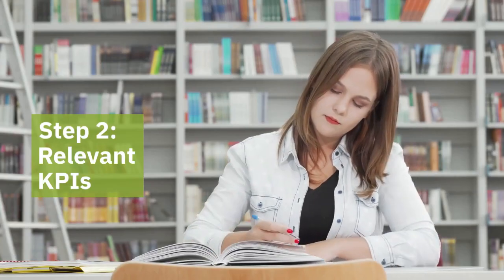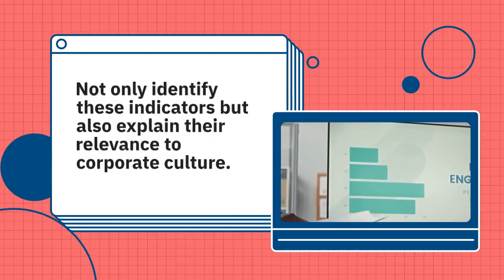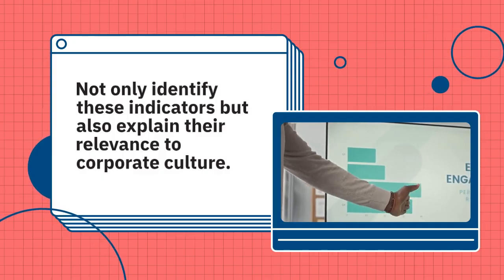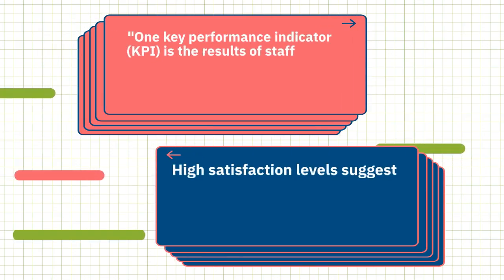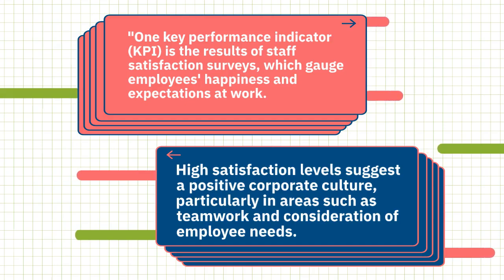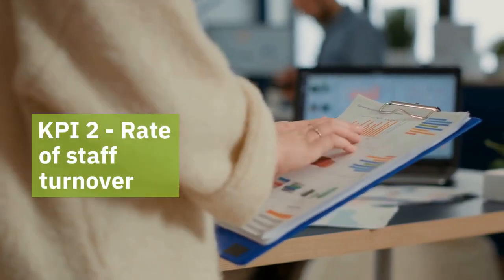Relevant KPIs. Move on to a new paragraph focusing on the 3 performance indicators relevant to corporate culture. Ensure that you not only identify these indicators, but also explain their relevance to corporate culture. For example, one key performance indicator, KPI, is the results of staff satisfaction surveys, which gauge employees' happiness and expectations at work. High satisfaction levels suggest a positive corporate culture, particularly in areas such as teamwork and consideration of employee needs. Another KPI is the rate of staff turnover.